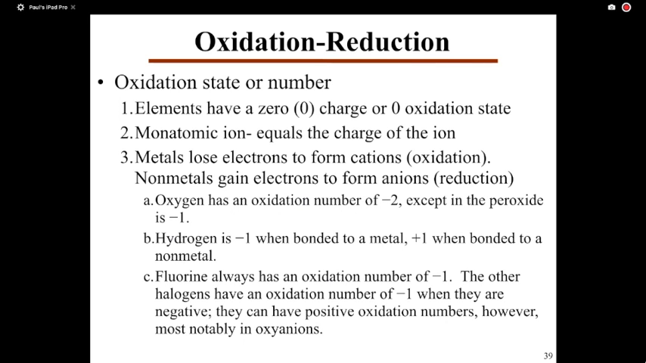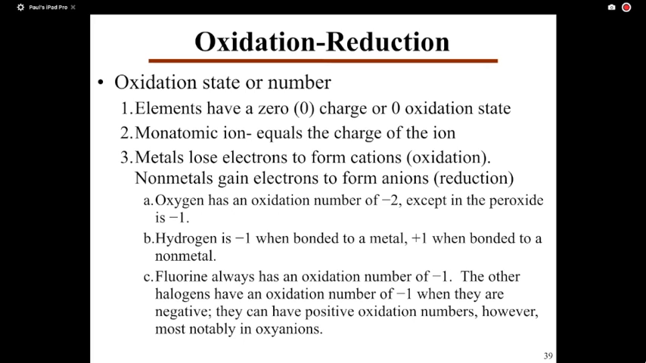Oxygen is the one that you can assign with confidence as a -2, except if it's in a peroxide. You don't see that too often. Hydrogen, when bound to a metal, is a -1. You don't see that often. What you see most often is hydrogen bound to a nonmetal, which is a +1.